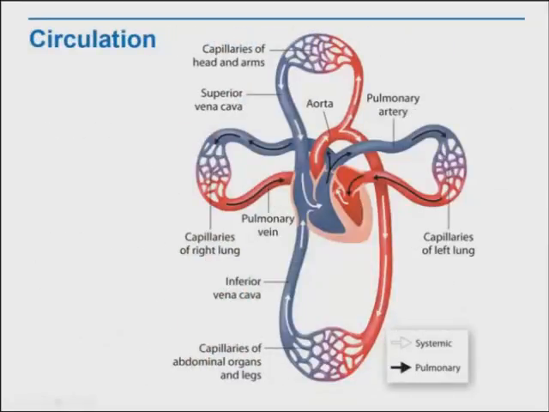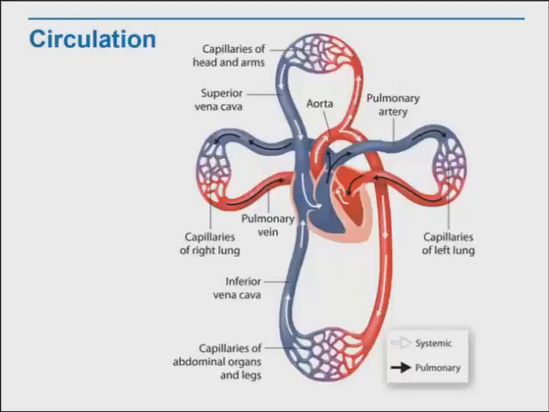The heart functions as 2 pumps. One pump pushes blood to the lungs, while the other pump pushes blood to the rest of the body. The right side of the heart pumps oxygen-poor blood from the heart to the lungs through the pulmonary circulation. In the lungs, carbon dioxide diffuses from the blood and oxygen is absorbed. Oxygen-rich blood then flows to the left side of the heart.